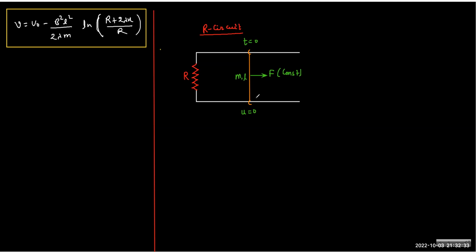Again, the modus operandi of solving the question, the method, the algorithm, or strategy, is still the same. Because of the force, it will accelerate for some time, and therefore it will have some velocity. Because of velocity, it will have EMF. Because of EMF, it will have current. Because of current, it will have the opposite force, the force in the backward direction. That force will reduce the acceleration.